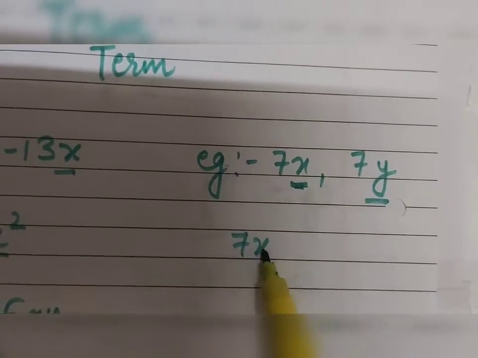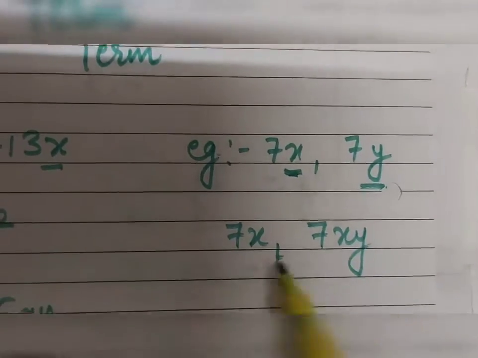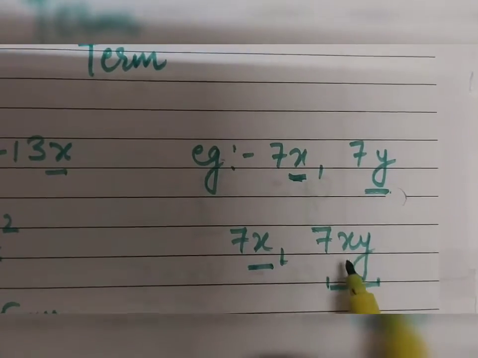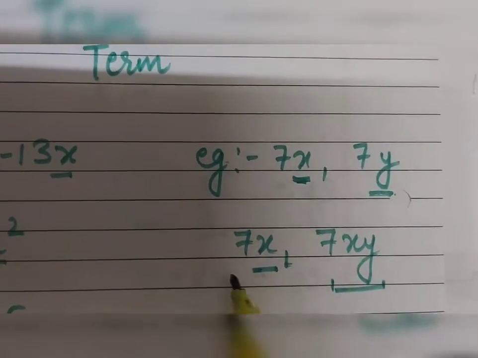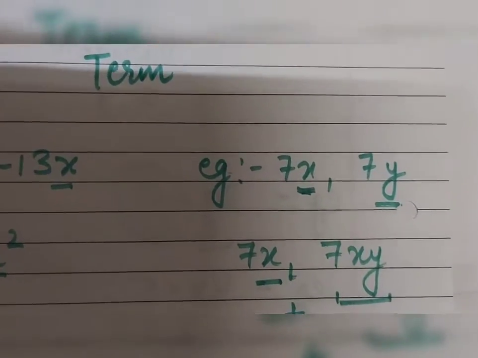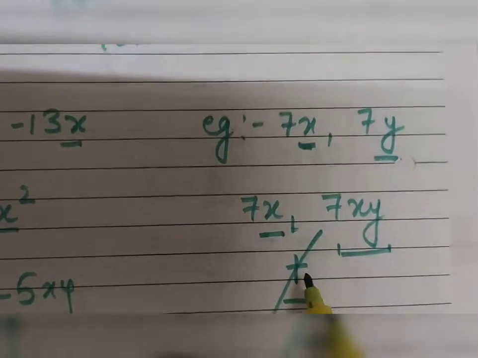Another example is 7x and 7xy. One has only the variable x, and here we have two variables x and y, so these are two different things. We can never add them and we can never subtract them, because these terms have different variables.